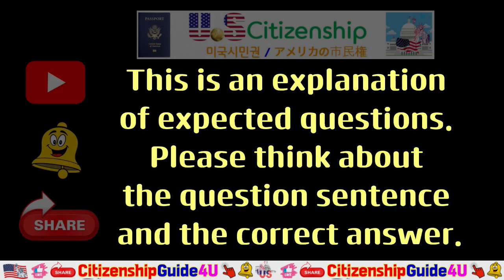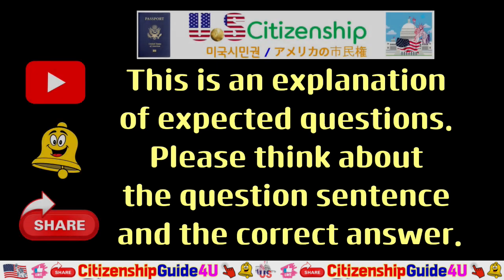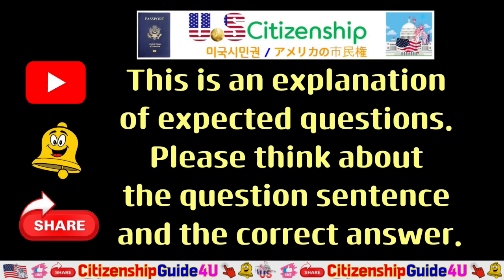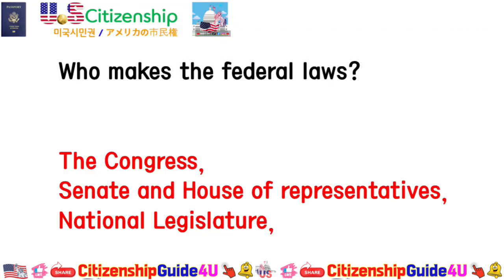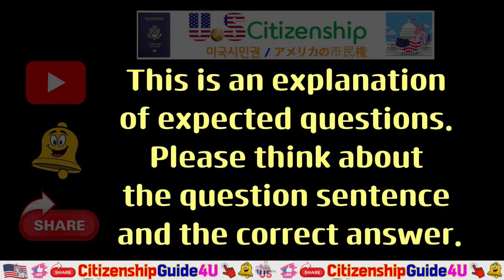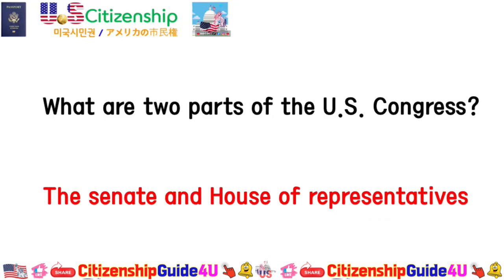In the United States, federal laws are made by the legislative branch of the government, which is the U.S. Congress. Congress is a bicameral legislature, meaning it consists of two chambers, the Senate and the House of Representatives. Who makes the federal laws? The Congress. The U.S. Congress consists of the Senate and the House of Representatives. What are two parts of the U.S. Congress? The Senate and House of Representatives.